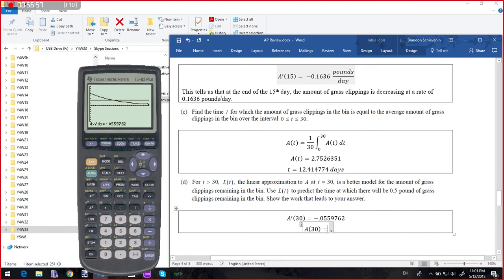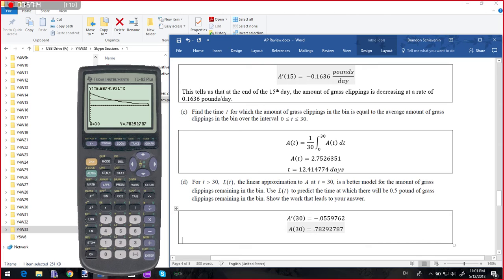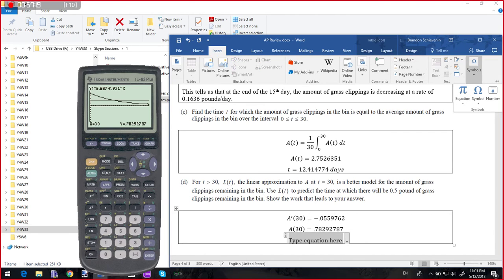Okay, and then my point, second, calculate a value at 30. That should give me the y value, which is 0.7829287. Okay, so now I don't have to write those numbers again. And then I want my approximation.